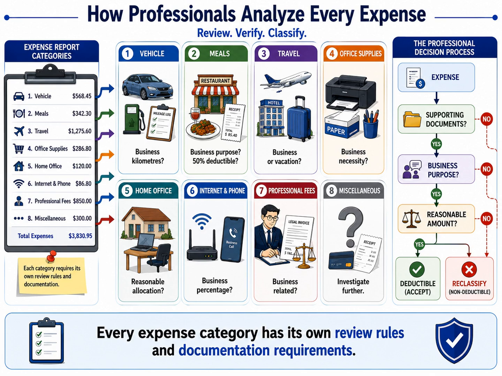Internet and phone expenses are another common area requiring allocation. Since many owner-managers use the same services for both personal and business purposes, only the business use percentage should generally be claimed. Supporting calculations help justify the amount deducted.